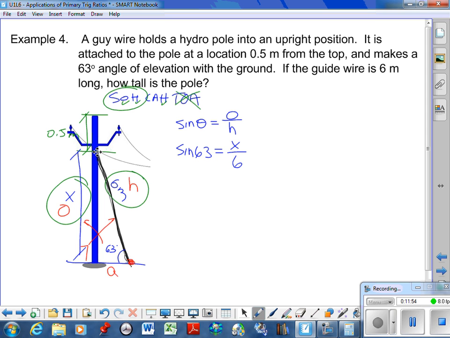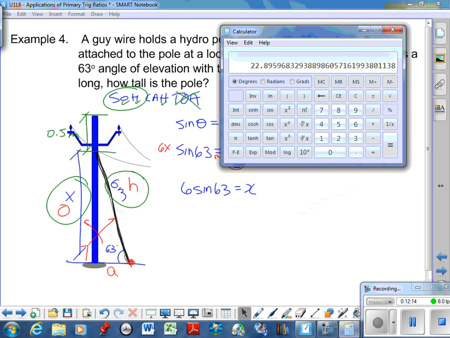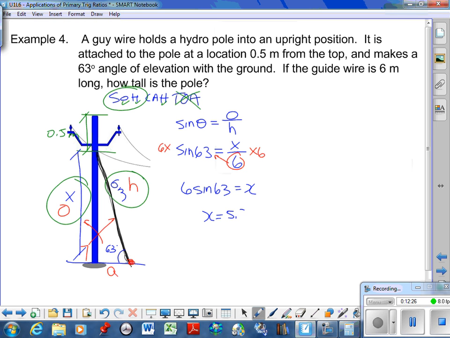So either I'm going to say, oh, 6 is dividing x, the opposite is multiplying, or it's a partial cross multiply. But I do need to see this step right here. 6 multiplied by sine 63 equals x. And like I said, by this point, you have the majority of your mark. Pull out the old calculator. 6 times 63 sine equals 5.3.